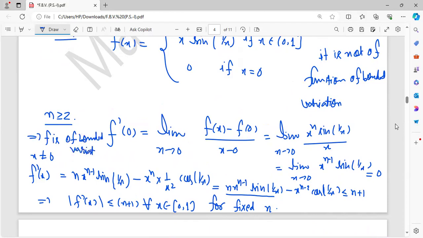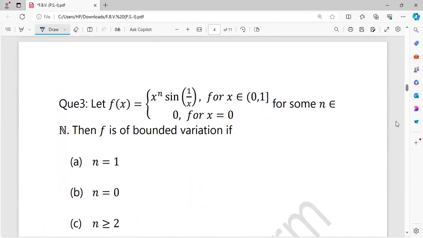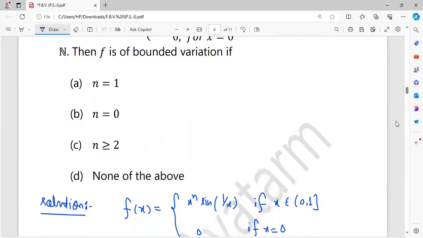So which option is correct? Because we have done such a result: if the derivative of a function exists and it is bounded, then the function is of bounded variation. This function depends on n, and its derivative is bounded by n plus 1 if n is greater than or equal to 2. So f is a function of bounded variation if n is greater than or equal to 2.